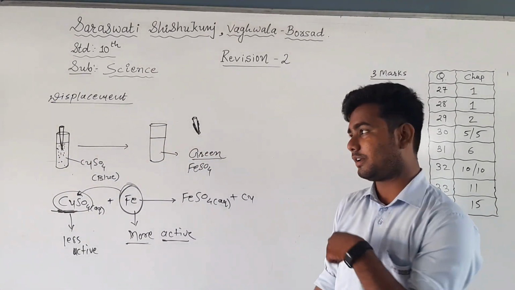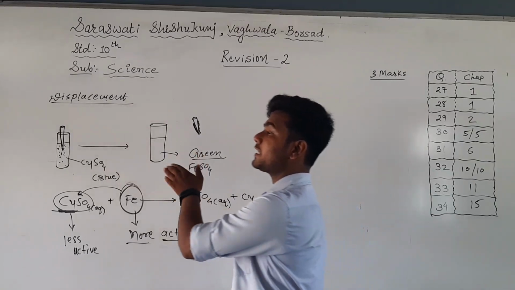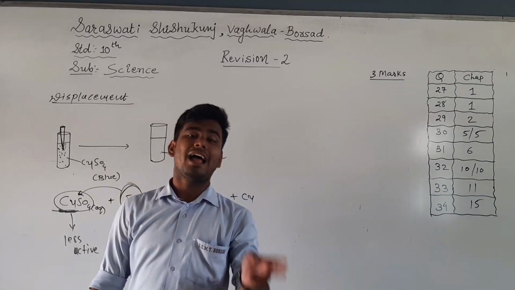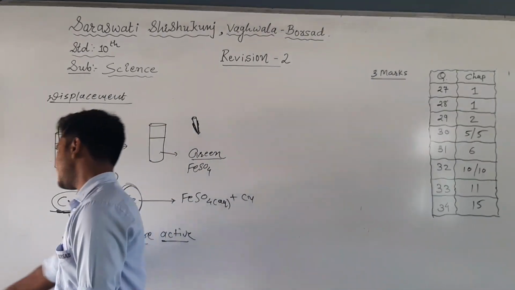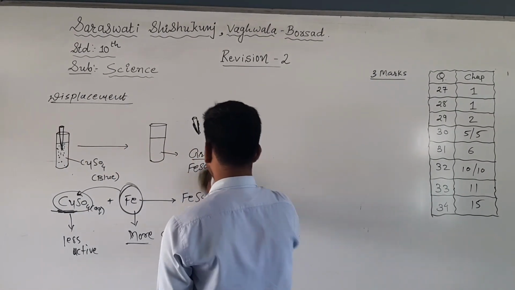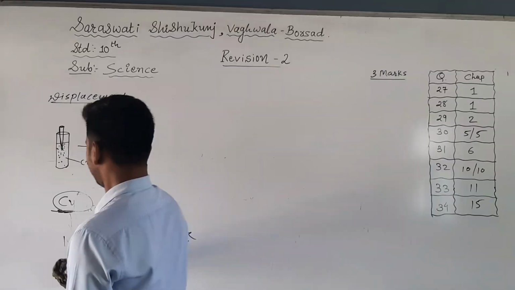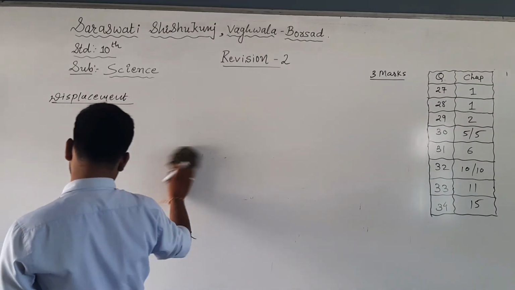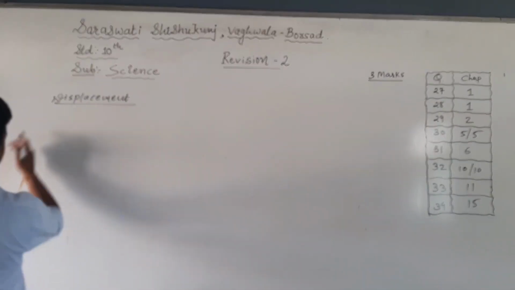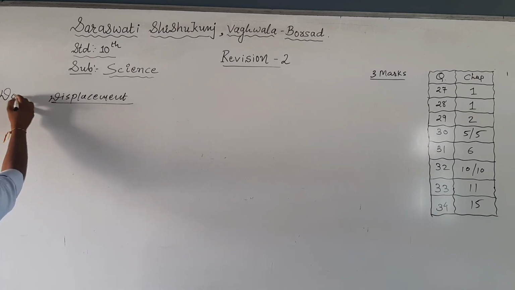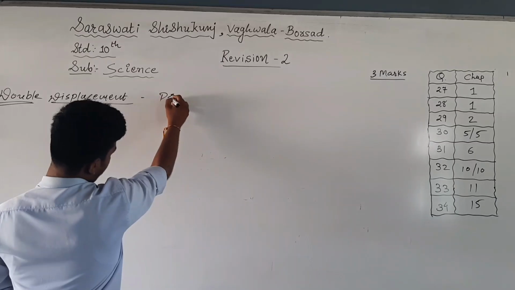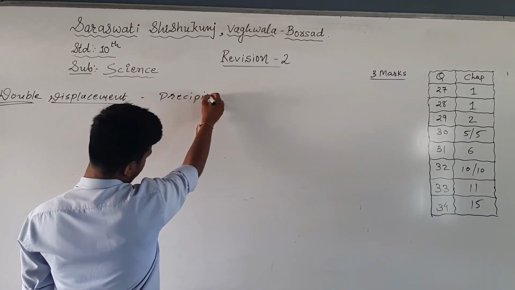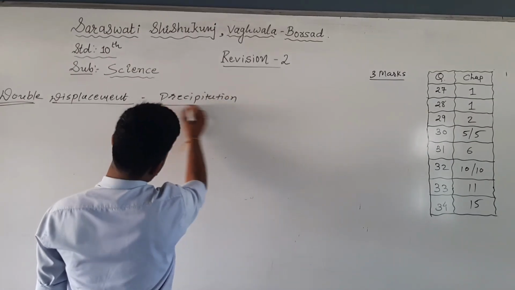So this way also it can be asked: explain displacement reaction with a suitable experiment or with a suitable example. Okay, in that case we can write it. Then we know that another concept is the double displacement reaction. This is also known as precipitation reaction.